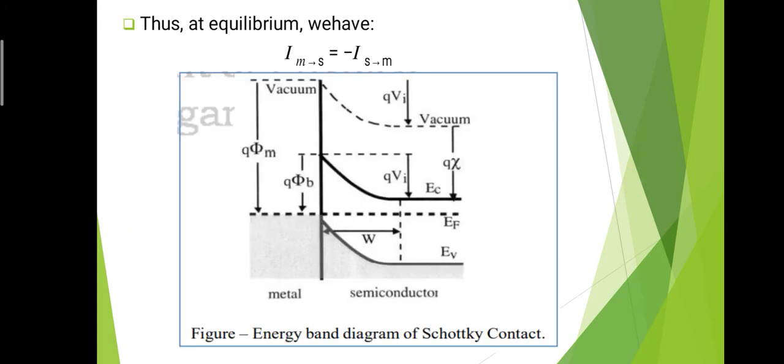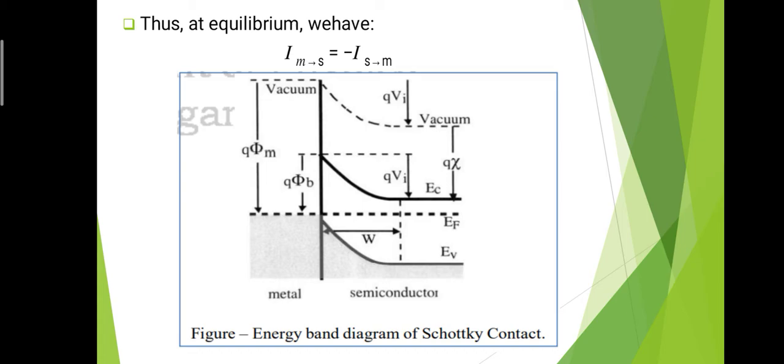So at equilibrium, the current flowing from the metal to semiconductor is equal to the negative of the current flowing from the semiconductor to metal. So these currents are equal in magnitude but opposite in direction. Now this is the energy band diagram for the Schottky contact.